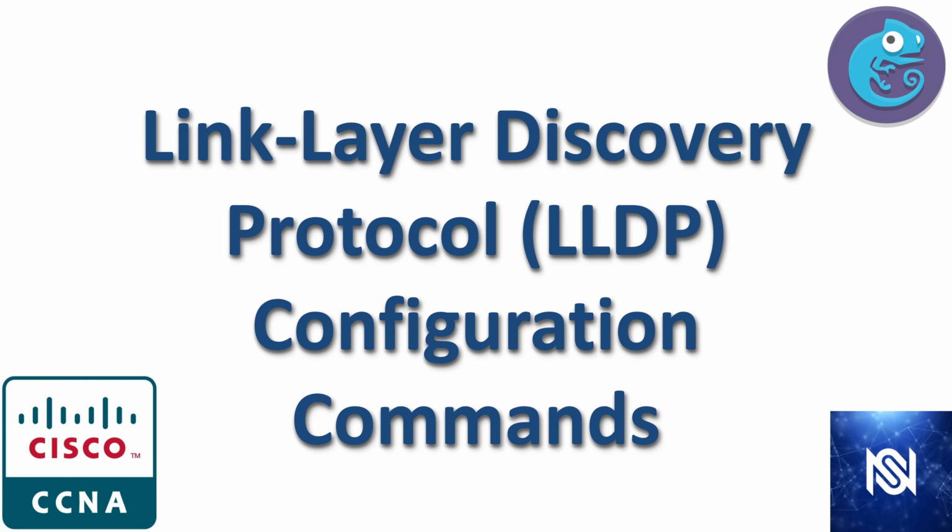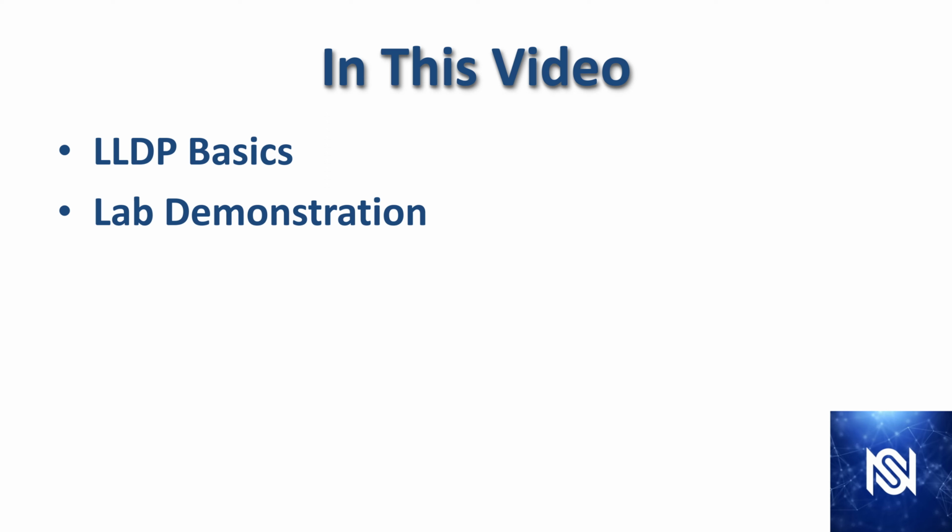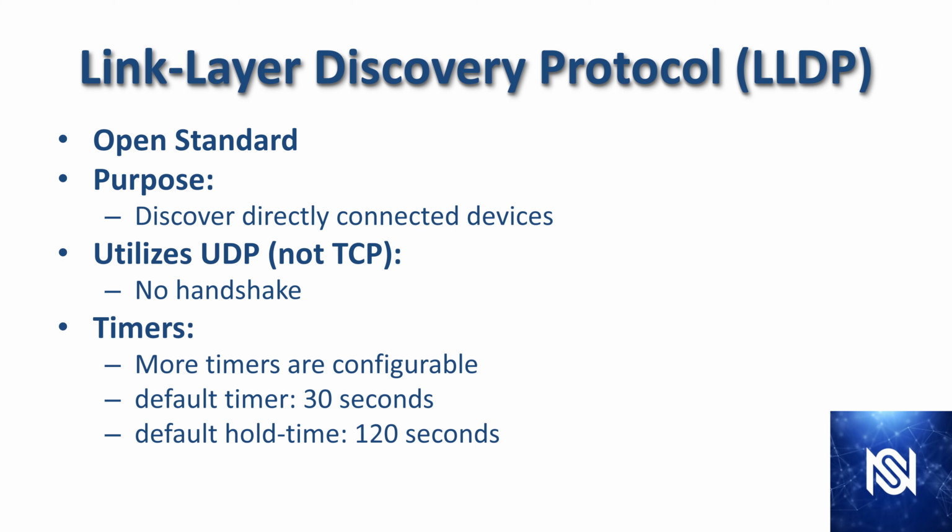All right, in this video, we're going to go through the link layer discovery protocol configuration commands. First, we'll go through some of the LLDP basics, and then we're going to do a lab demonstration. So LLDP is open standard, whereas Cisco's proprietary version is called CDP that I go through in another video. The purpose of LLDP is going to be to discover directly connected devices.